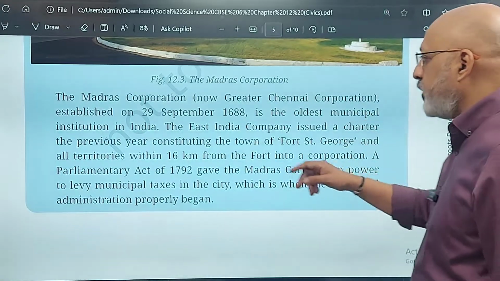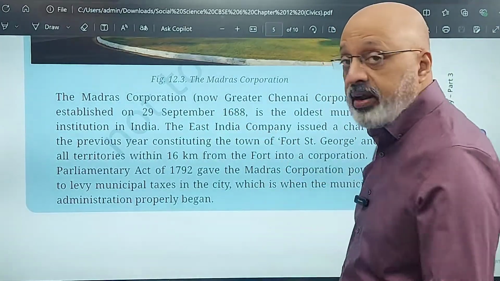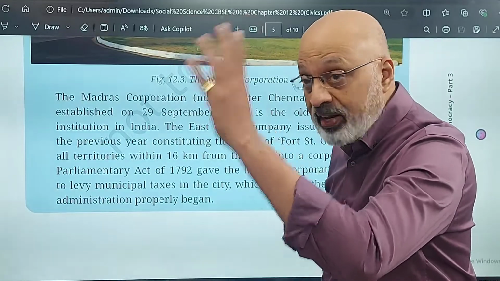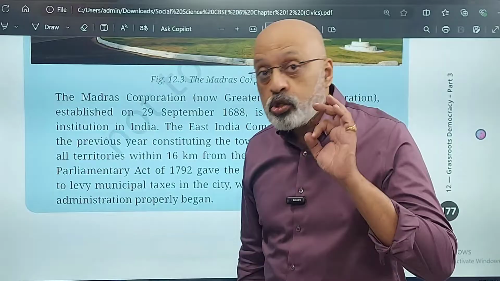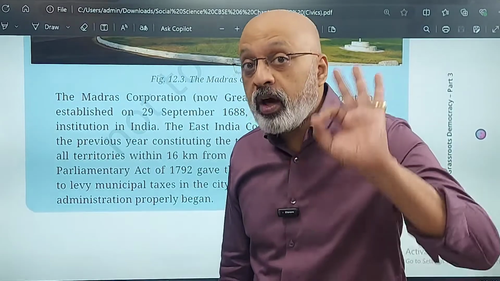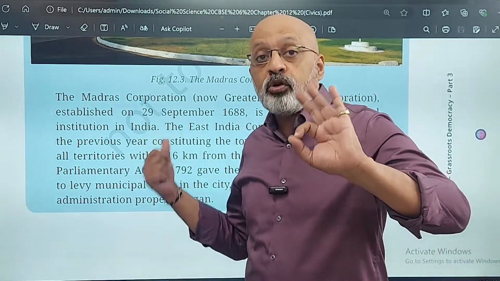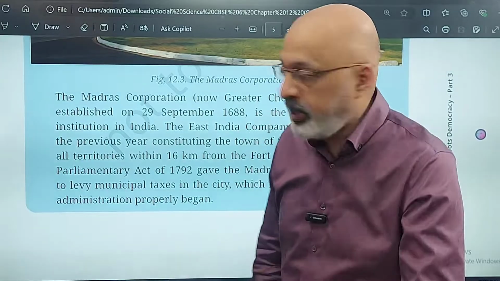Now Greater Chennai Corporation was established in 1688, so it's that old. 17th century से है. It is the oldest municipal institution in India. So if MCQs come about the oldest municipal institution, you have to write Chennai, या हो सकता है वो Madras भी लिख के दे.